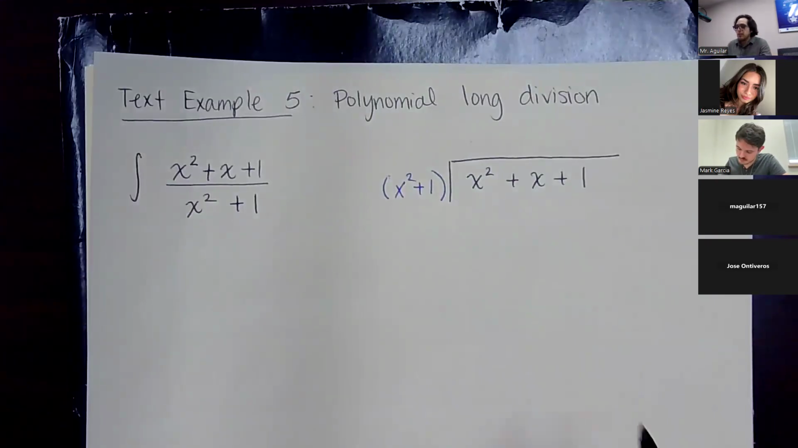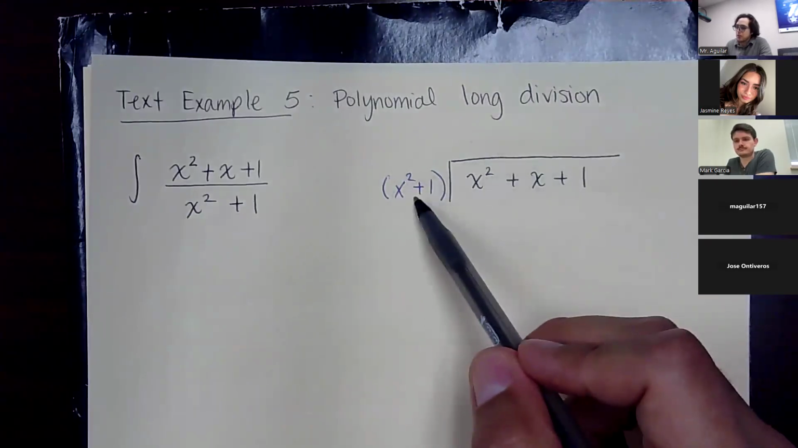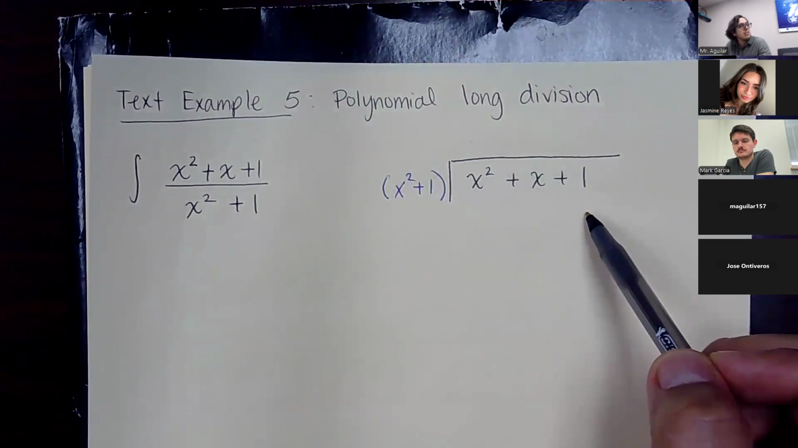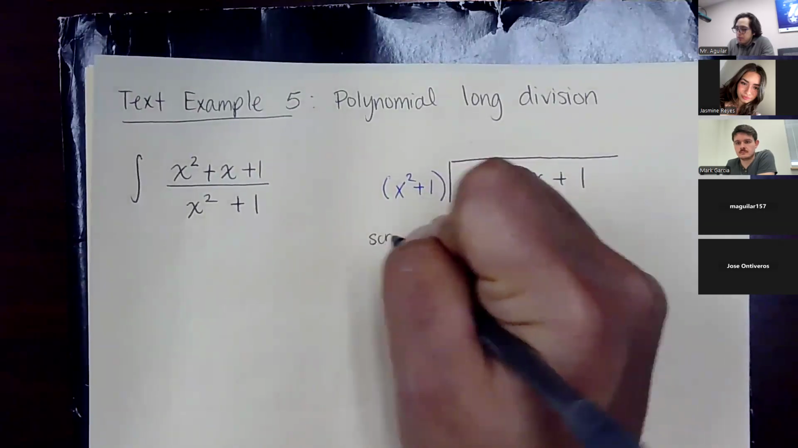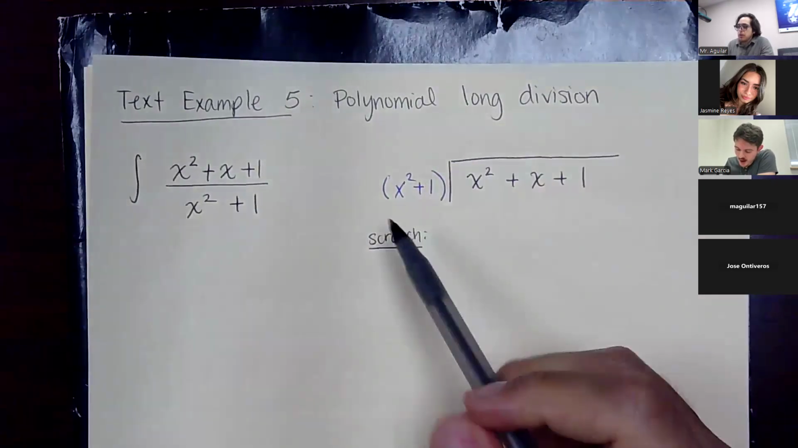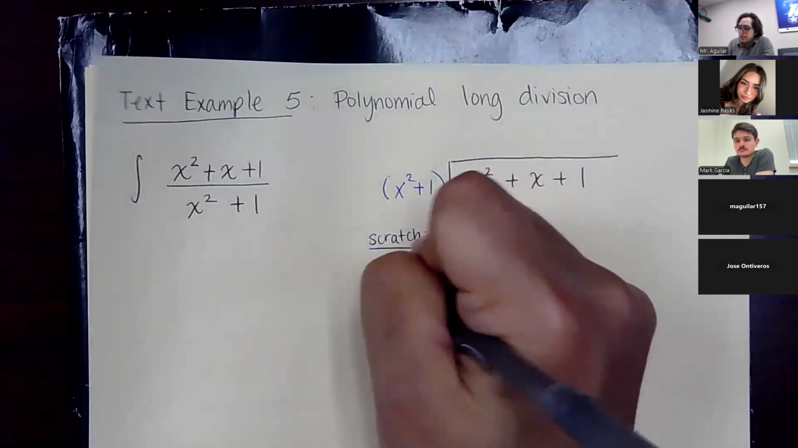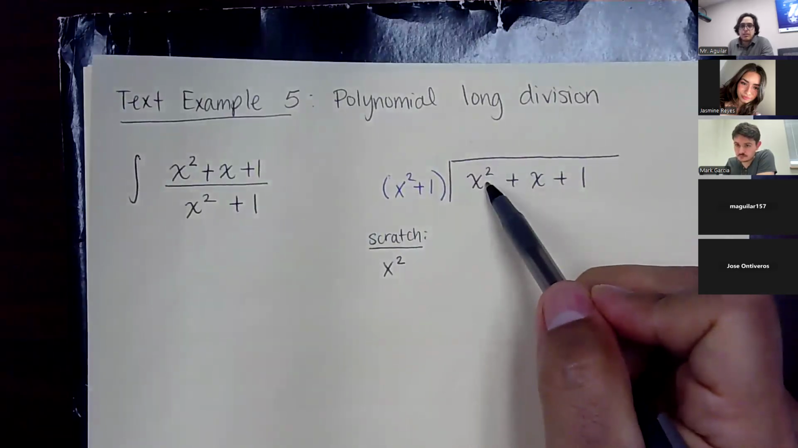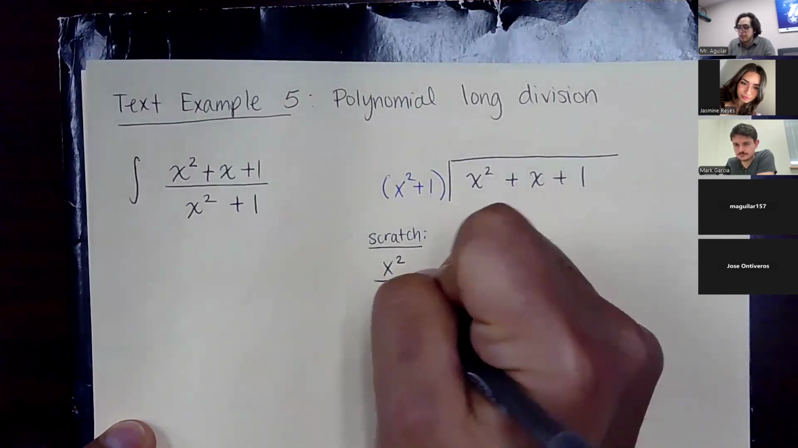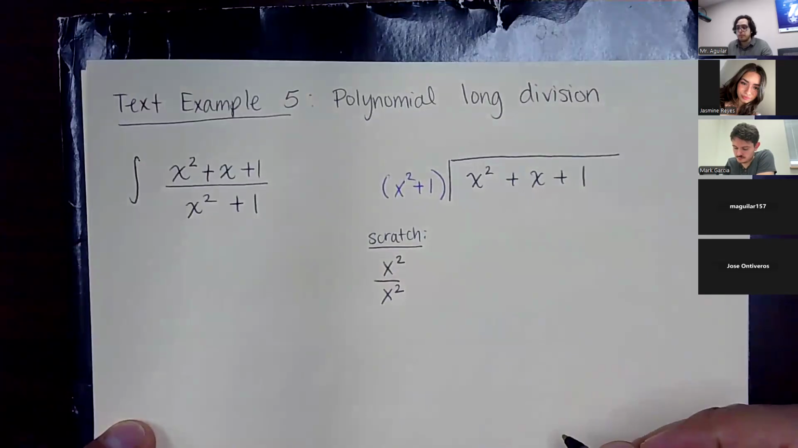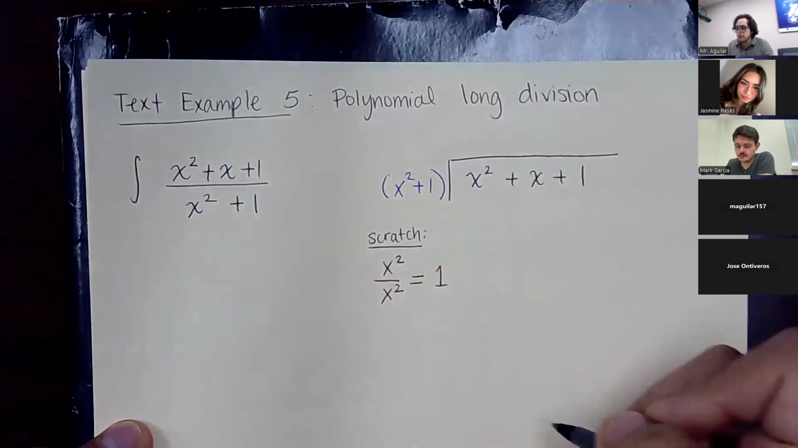But then we need to figure out how many times this factor goes into this polynomial, right? And maybe that's a weird thing to ask. So instead, we simplify it. I always do my scratch work down here. What we're going to do is ask ourselves for this term here, x squared, how many times does this x squared go in there? So I'm going to say x squared divided by x squared. And what is x squared divided by x squared? Yeah, that's just 1.